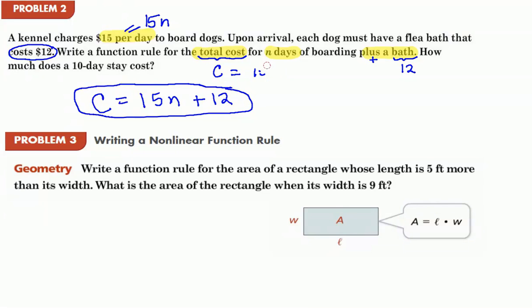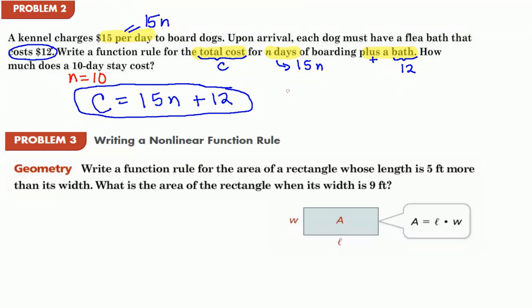So I'll just go ahead and get rid of this so we don't get confused. I would just say that this is the cost, and the number of days was the 15n. All right, so there's our equation, but we're not done. How much does a 10-day stay cost? So that means we need to find out what's the cost after 10 days. Well, since this is our equation, we're going to go ahead and substitute. The value that we're going to substitute here is n. n is going to equal 10 for the number of days. So then we're just going to go ahead and solve for this.